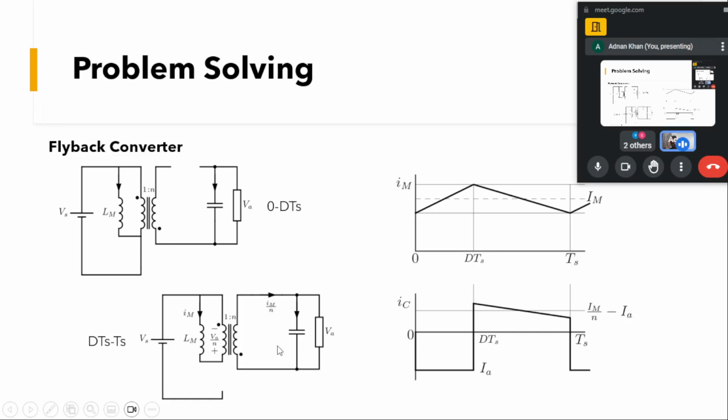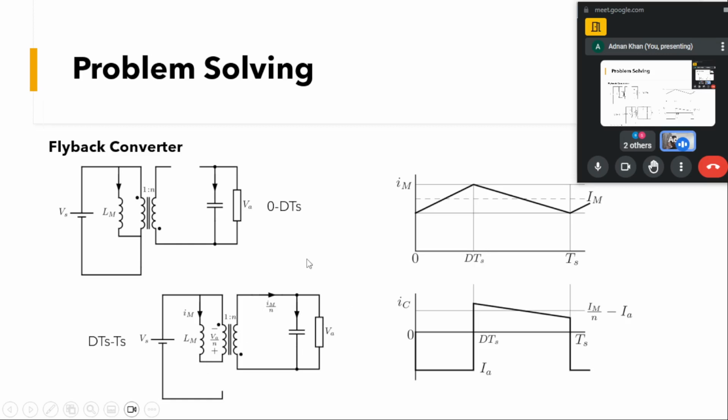When this diode gets forward biased, the voltage across the secondary will be V out, and because of this transformer action, the voltage across the primary will be V out by N, since we have a turns ratio of 1:N. So the voltage across this LM will be V out by N, but with opposite polarity, so the current will start to decrease. It will reach this peak, and then decrease to a minimum point, up to the point when this switch is again turned on. This was about this IM.